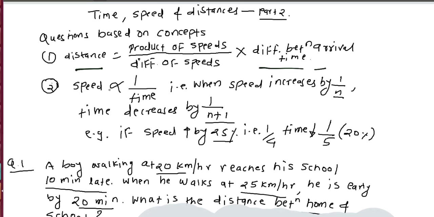The second concept which we'll be using is proportionality. Speed is inversely proportional to time. When one quantity is inversely proportional to another, if the first quantity is increased by 1 upon n, the other quantity will decrease by 1 upon n plus 1. For example, if the first quantity is increased by 1 by 4, the other quantity will be decreased by 1 by 5. So let's see the examples here.